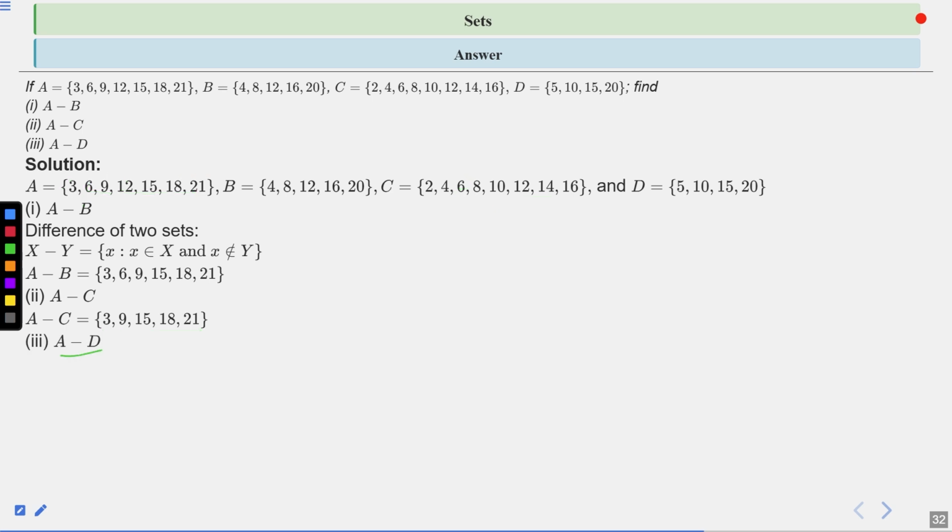Now what about A minus D? Very simple. Write down the complete set A. Eliminate all the elements which belong to set D. So eliminate 5, 10, 15, 20 if they belong to set A.